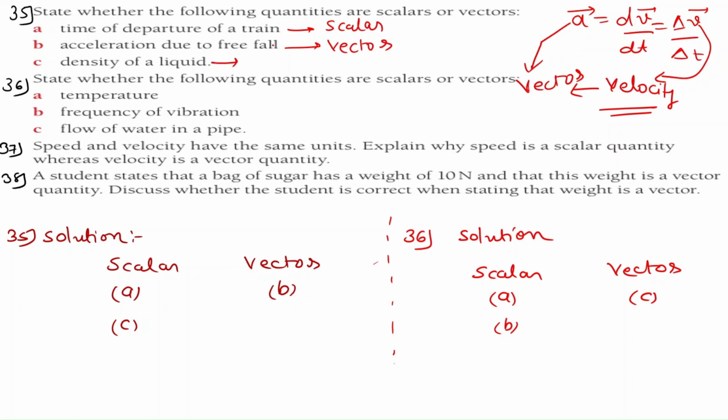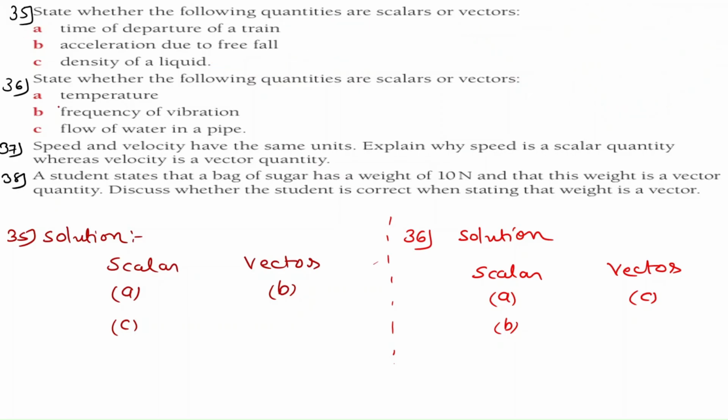So it is a vector quantity. Now the density. Density is given by mass per volume. Here mass is a scalar quantity, and volume is also a scalar quantity. That means density is also a scalar quantity. This is all about question number 35. Now we will move on to question number 36. State whether the following quantities are scalars or vectors. The same question as 35.